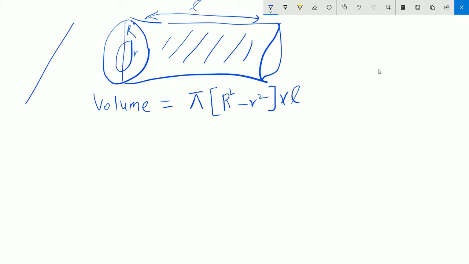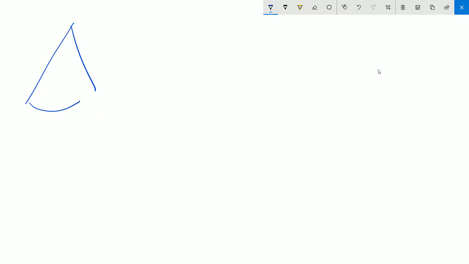Now, let's talk about a cone. So a cone has a curved surface and a circular base. A cone has a certain height which is measured perpendicularly from its base, and the circular base has a radius r, small r. We also have the slanting height of a cone. We call that L, and we call this perpendicular height h.